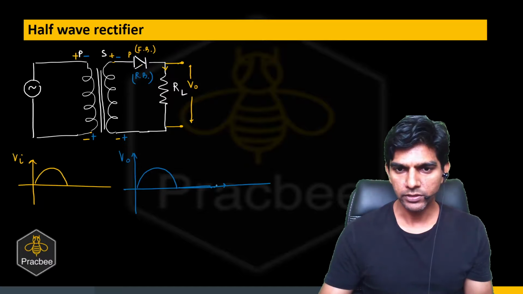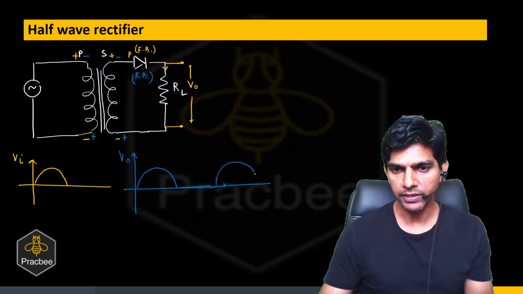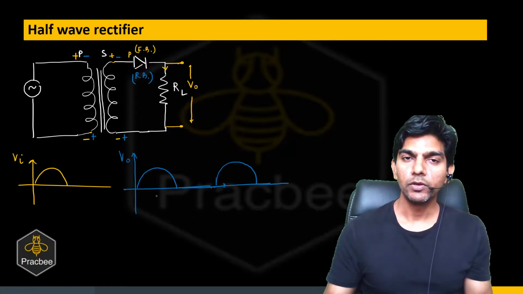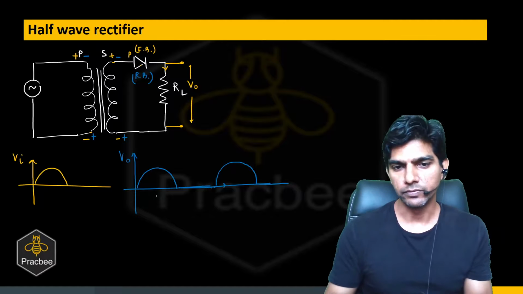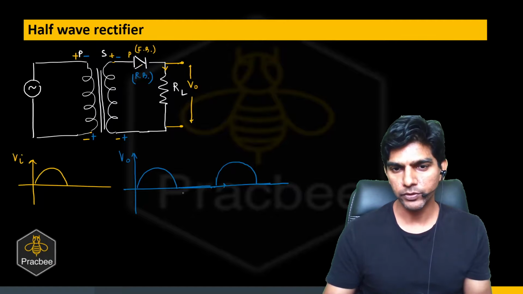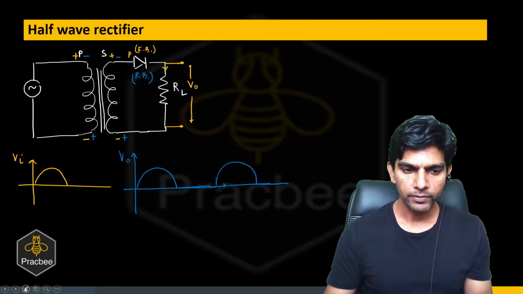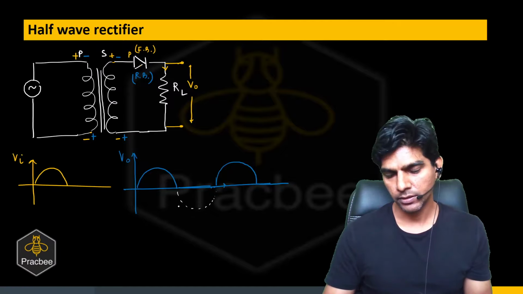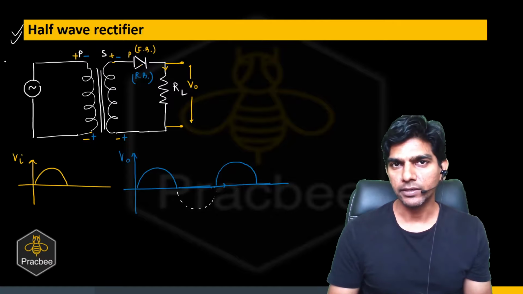And then again for the third half cycle, it will be positive again, and then will be 0. So can you see what is happening here? We are able to rectify half of the wave, right? But not the full wave, because we are not able to rectify the second half. That much portion we are not able to rectify. So that's why it is known as a half wave rectifier.